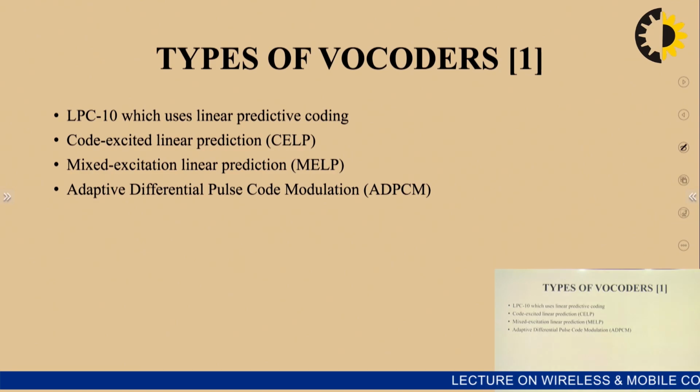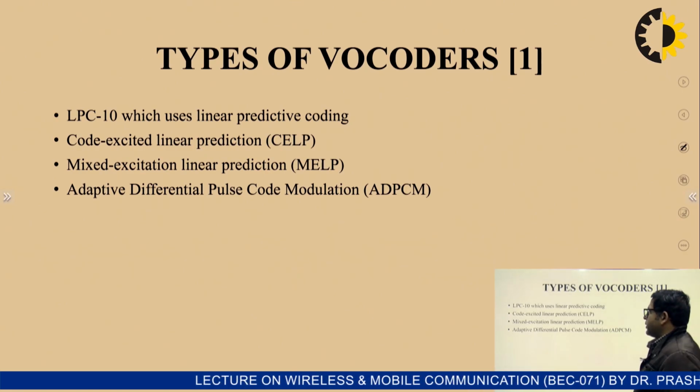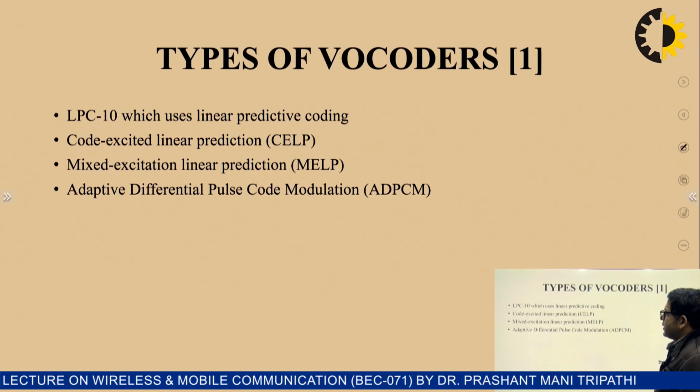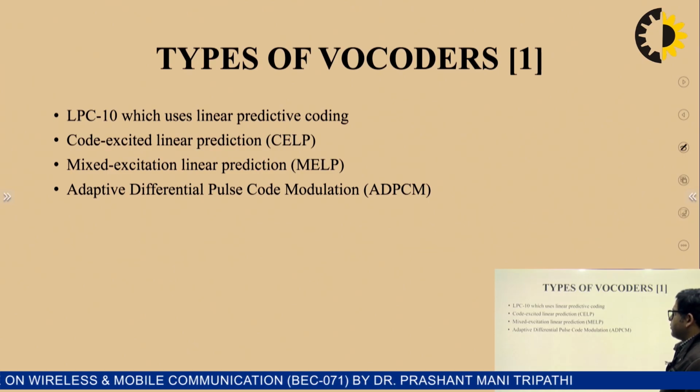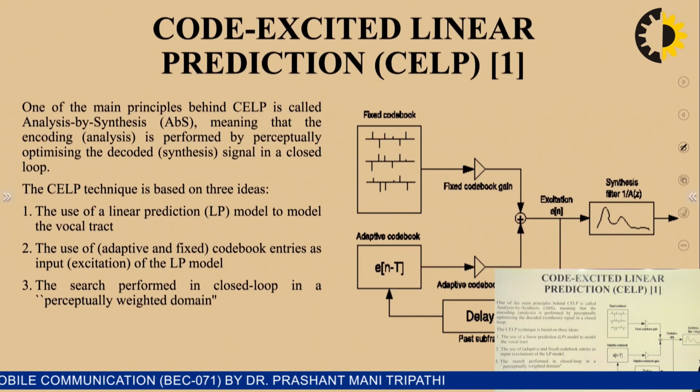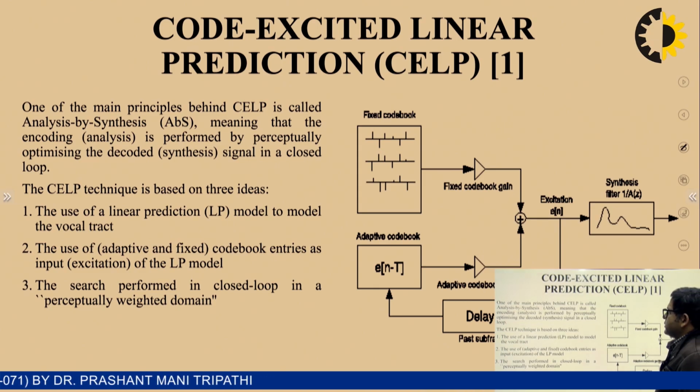Next, the types of vocoders are LPC10, which utilizes linear predictive coding. Next is code excited linear prediction, mixed excitation linear prediction, and adaptive differential pulse code modulation. In the code excited linear prediction, the main principle is called analysis by synthesis.